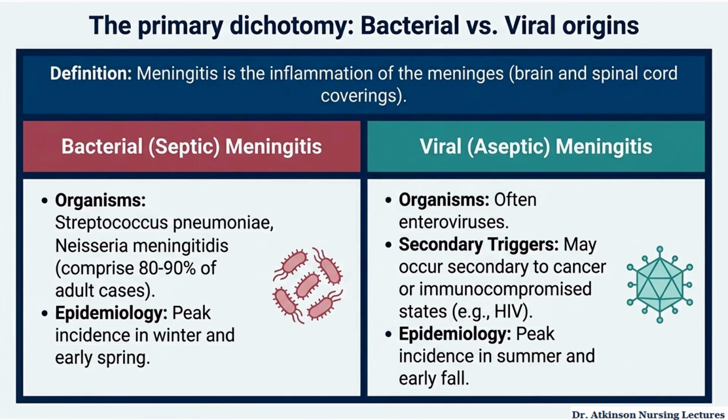Bacterial meningitis is usually more severe and is most commonly caused by Streptococcus pneumoniae and Neisseria meningitidis. Viral meningitis is often caused by Enteroviruses and is generally less severe, although it can still become serious in immunocompromised patients. A high yield point for NCLEX is remembering the seasonal trends. Bacterial meningitis is more common in winter and early spring, while viral meningitis peaks in summer and early fall.